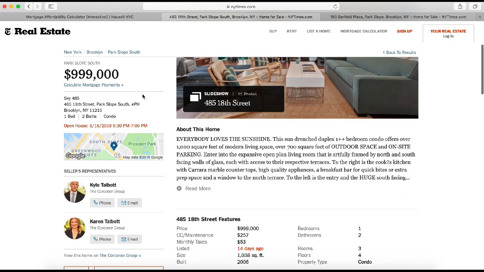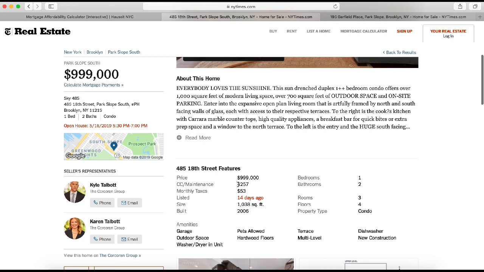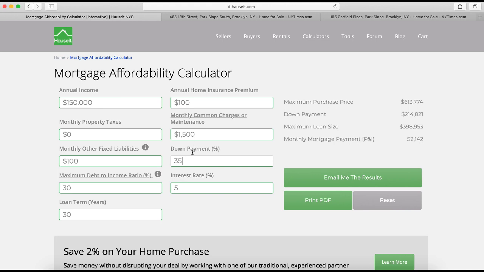So in this case, we have maintenance of $257, and we have separate taxes because this is a condo, and as an owner, you have to pay those directly to the Department of Finance. So let's go ahead and put in $257 for common charges, and the property taxes were $53 a month.